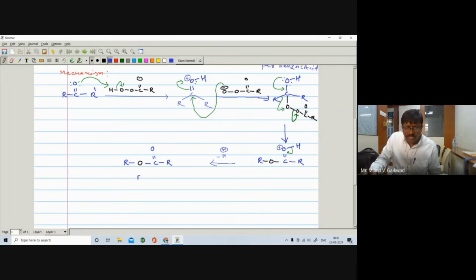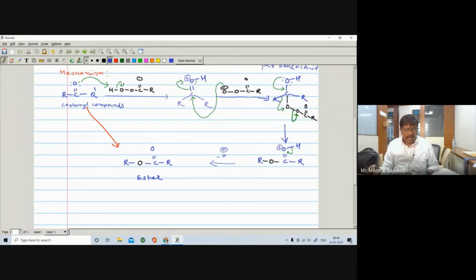So this is the conversion of a carbonyl compound into ester. So this is a very simple mechanism of this reaction, right? And you are getting the corresponding product.